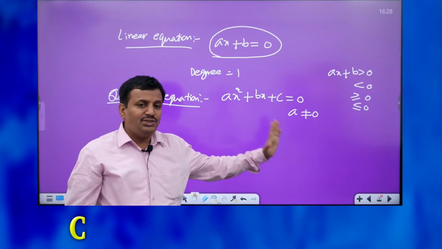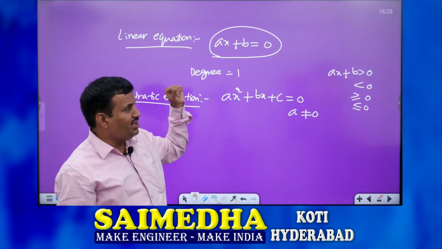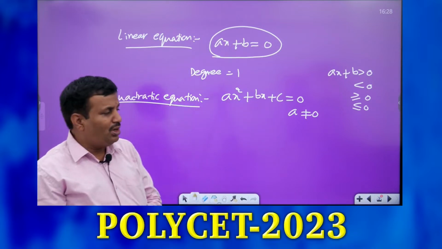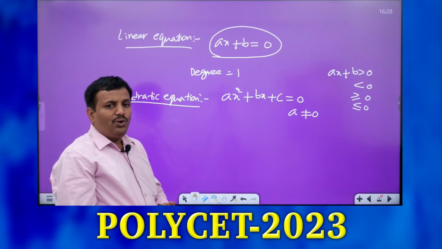Suppose a is 0. If a is 0, then it becomes a linear equation. So a should not be 0 here. A should not be equal to 0. Then it is called a quadratic equation.